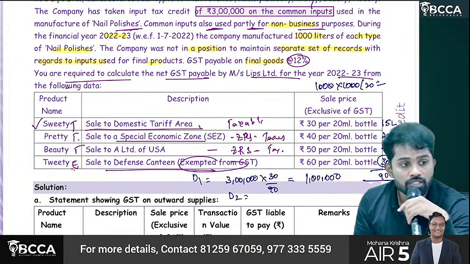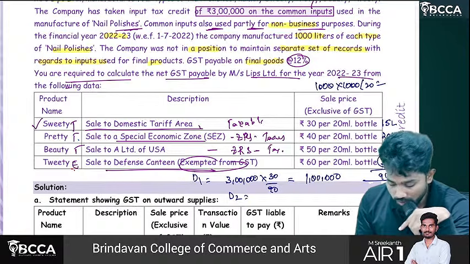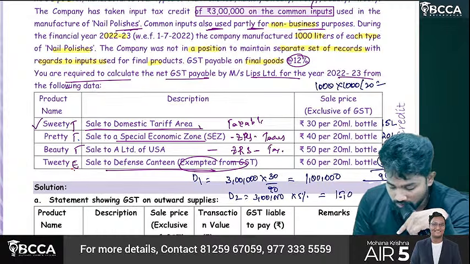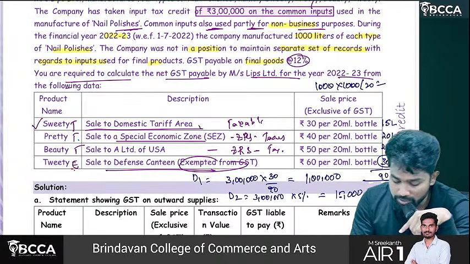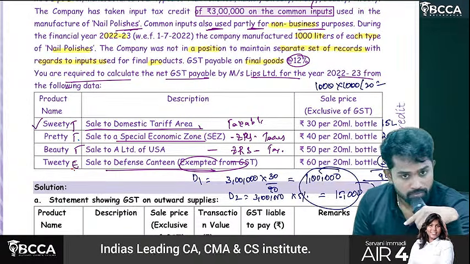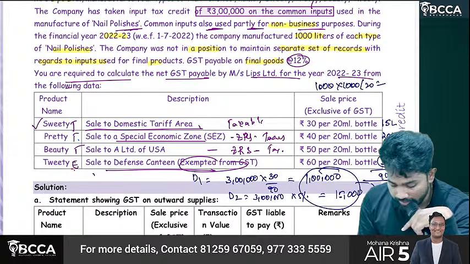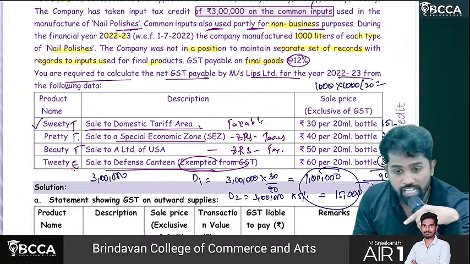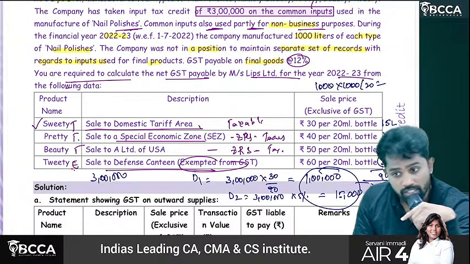Then D2. D2 is non-business related: C2 into 5%. C2 is 3 lakhs into 5%, which is 15,000. Sir, what we have to do? This ineligible part we need to add to the liability. So the total ITC they will claim is 3 lakhs, but the ineligible part is 1,15,000, which will be added to their liability.